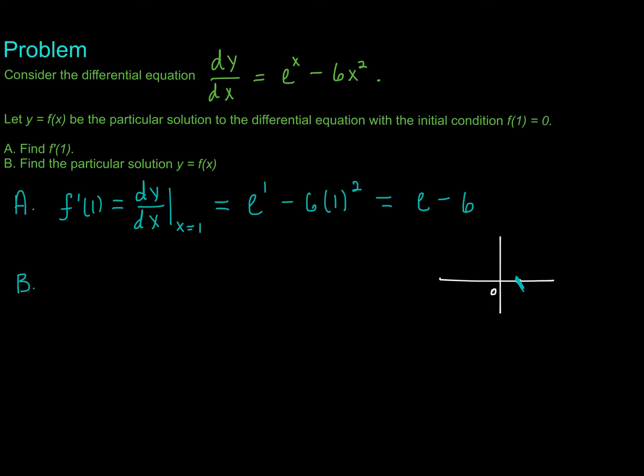All right, now we're going to try and find the particular solution, actually write the function y equals f of x. So think about what we already know how to do. We already know how to find the general solution. In other words, the family of functions whose derivative will be this particular derivative that we are given.